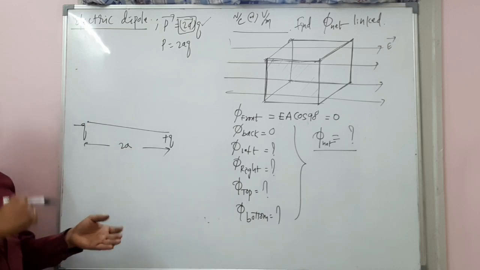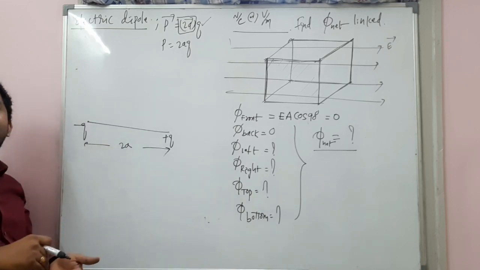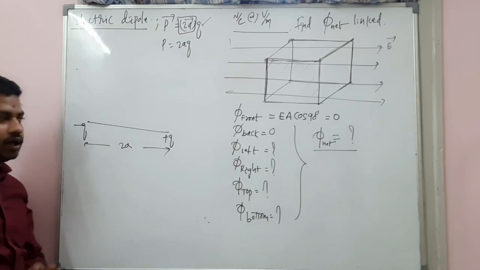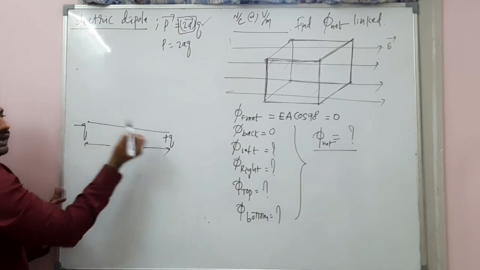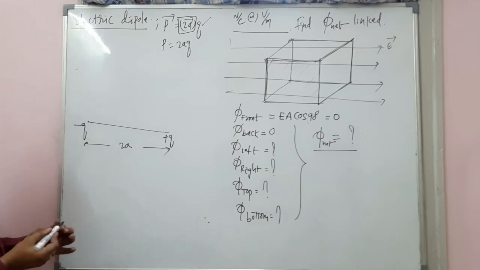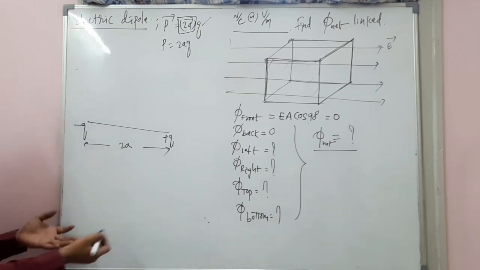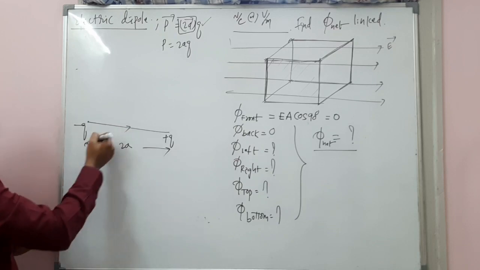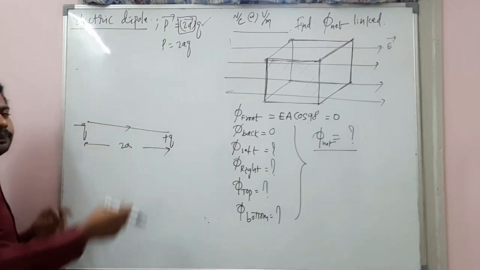Dipole means equal magnitudes of the charges and opposite in sign. So this is minus 2 Coulomb, that must be plus 2 Coulomb. That's a dipole, right? Now, 2aq is the dipole moment. And the dipole moment is always directed from the negative charge to the positive charge.